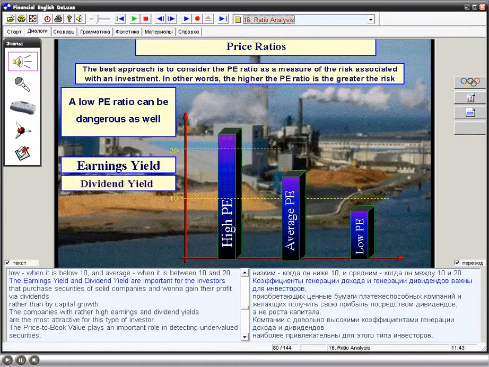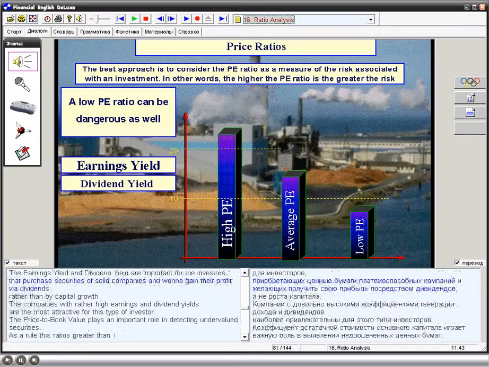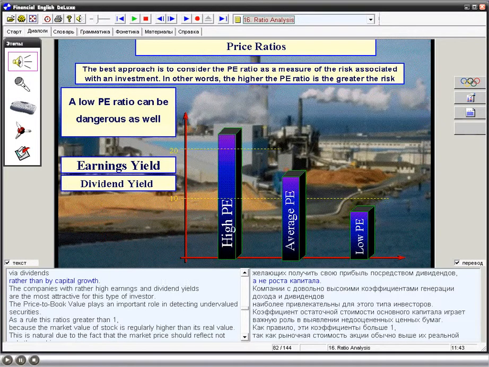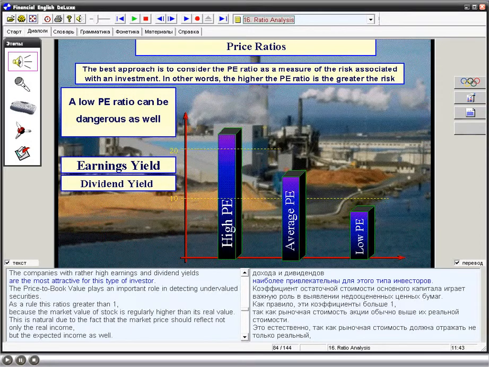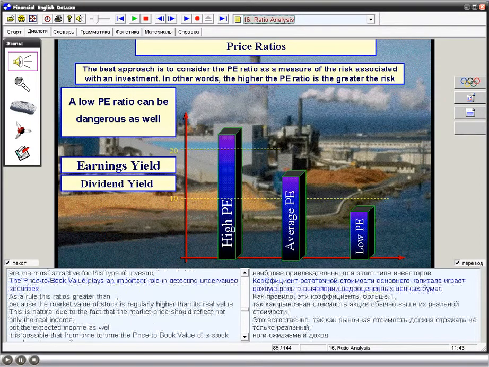The earnings yield and dividend yield are important for the investors that purchase securities of solid companies and want to gain their profit via the dividends rather than by capital growth. The companies with rather high earnings and dividend yields are the most attractive for this type of investor.